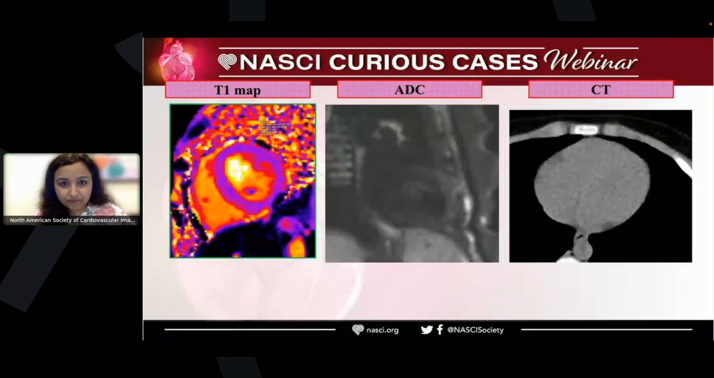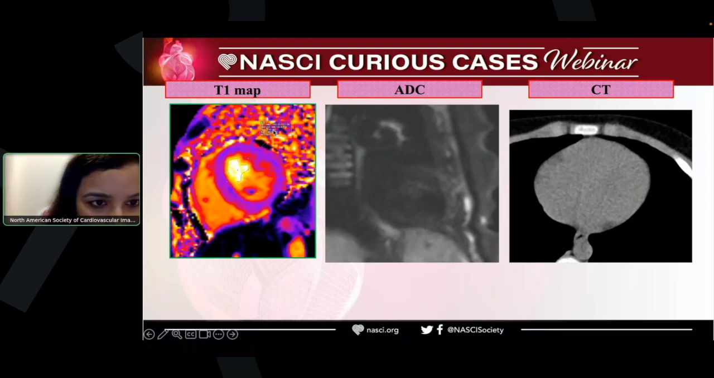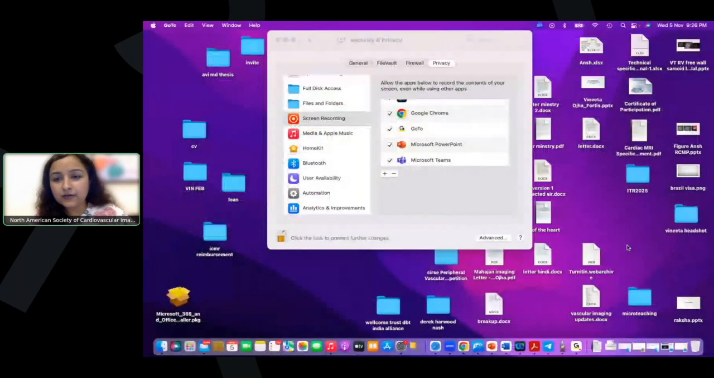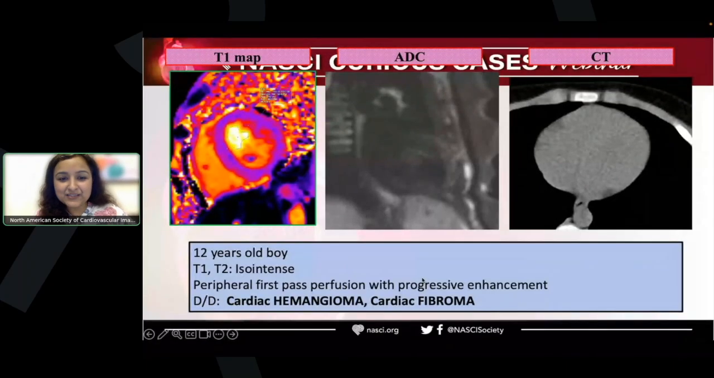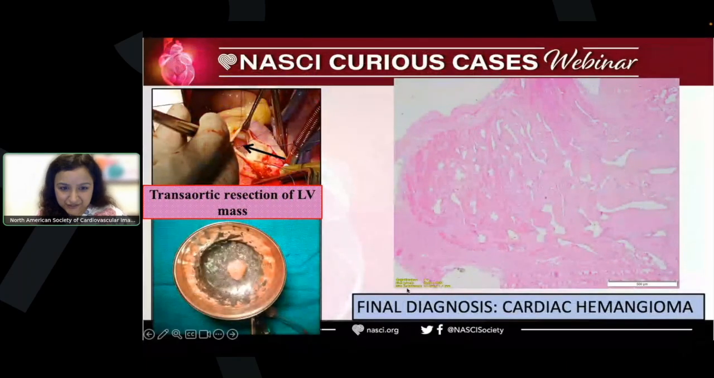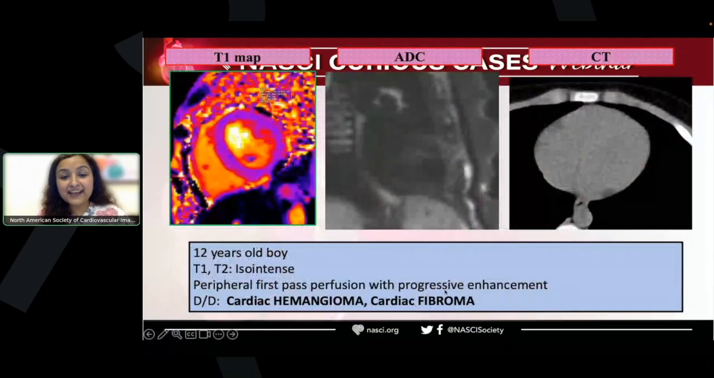These are the ADC maps, which did not show any diffusion restriction. T1 also showed a value of around 1580 over here. I agree with Alex, myxoma, hemangioma, and bingo, Alex, because this patient underwent surgery, and the surgery showed cardiac hemangioma. So that was the final diagnosis. So this was a mobile intracavitary cardiac hemangioma, differentiating it from a cardiac fibroma.